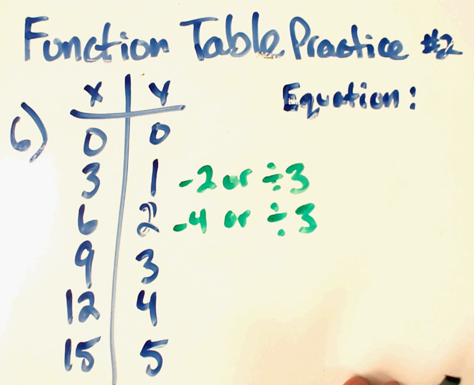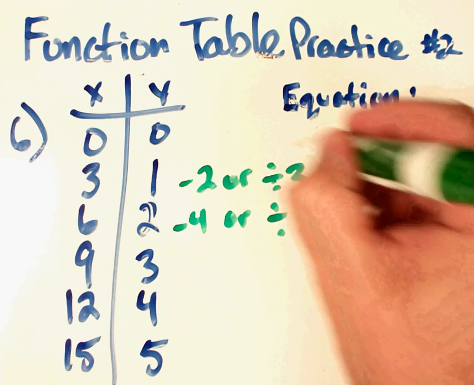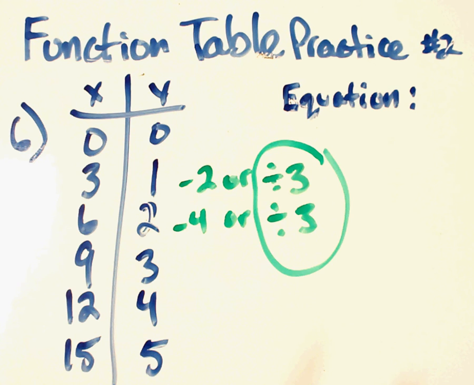Oh, I think I see a pattern. Excellent. All right, so let's see if the pattern holds true. So I see 2 divided by 3s right in a row. All right, so let's see if that pattern holds. 9 divided by 3, hey, that is 3. 12 divided by 3, hey, that is 4. 15 divided by 3, hey, that is 5.